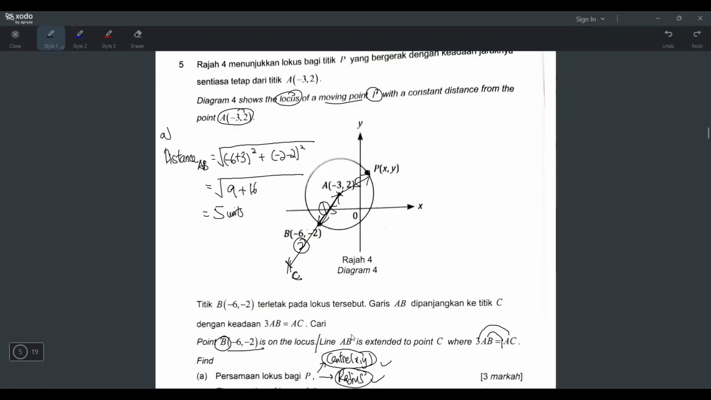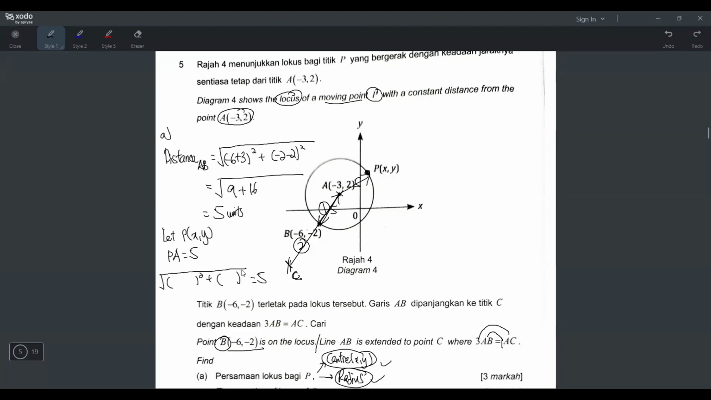Now we can find the equation of circle, and we will use the distance formula again. But let's make sure, who's the moving point now? P, right? So the P coordinate will be (x, y), and the distance of PA should always be 5 units. P can move, but it moves with a condition that the distance of P from A is always 5 units. So that's why I write PA equals 5. And now I will use the distance formula again, equals to 5, and after you do this, you will get your equation of circle.